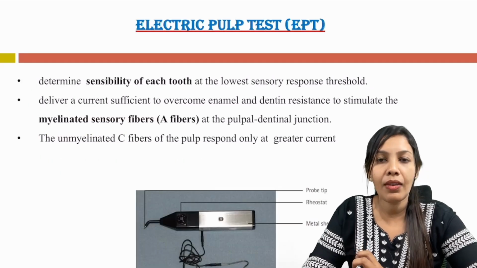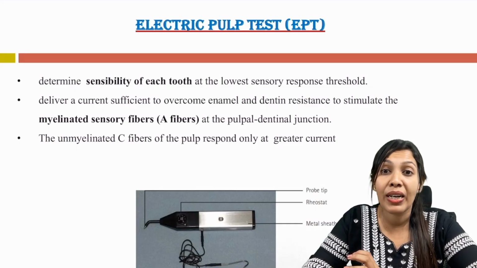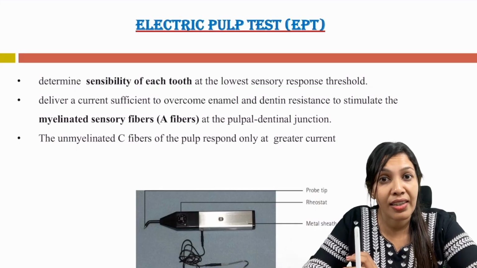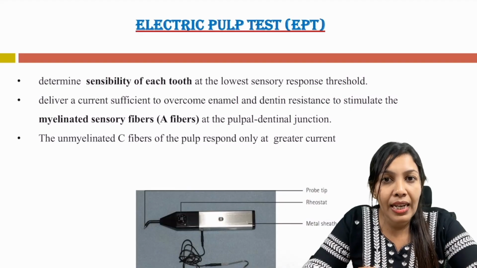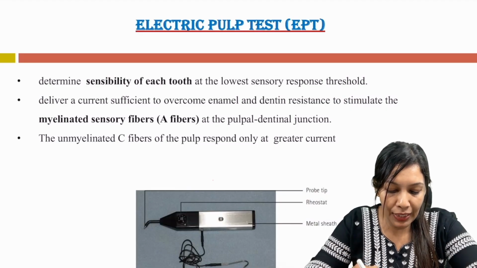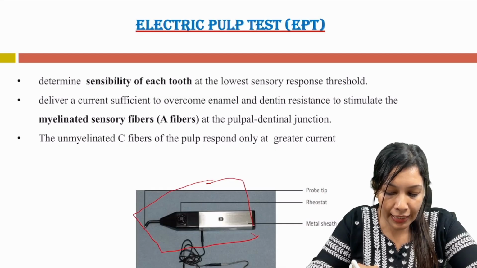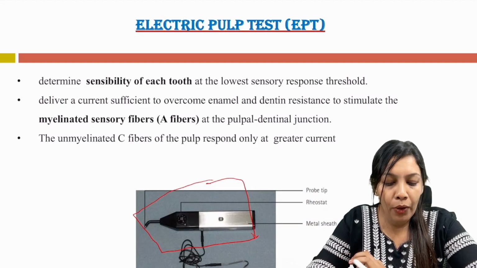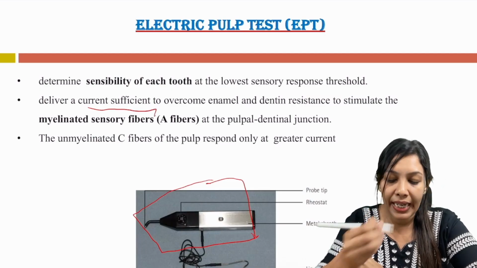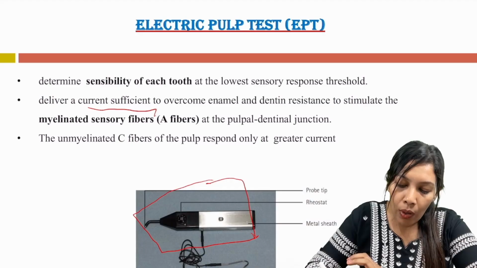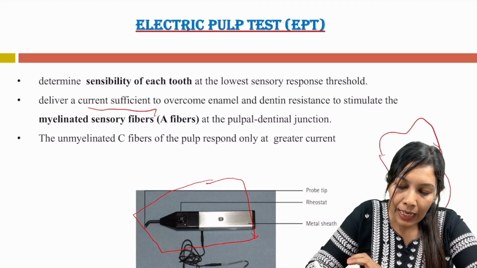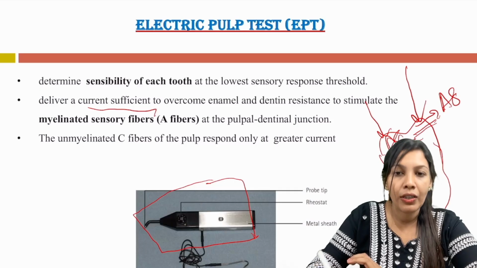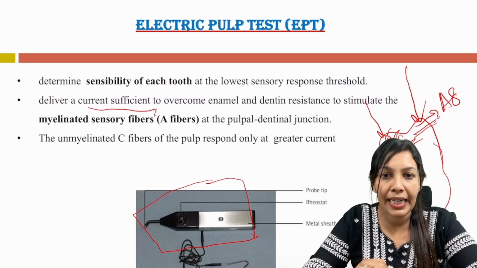Okay, right. So the next method is the electrical pulp tester. This is also used for assessing nerve conduction. You can see the instrument seen here. We apply a small amount of current that is delivered through the enamel and dentine. The pulp consists of A delta fibers, and the current will directly activate the fibers seen on the surface of the pulp, that is, the A delta fibers.